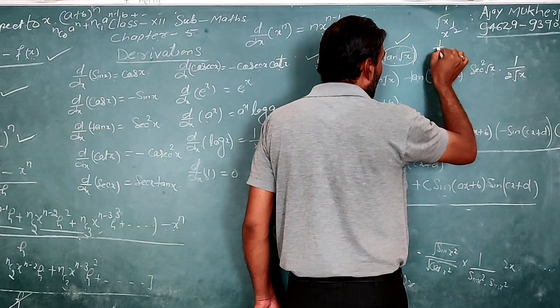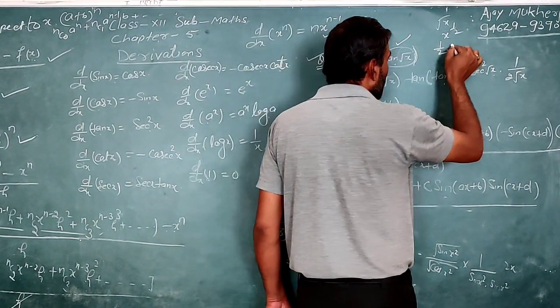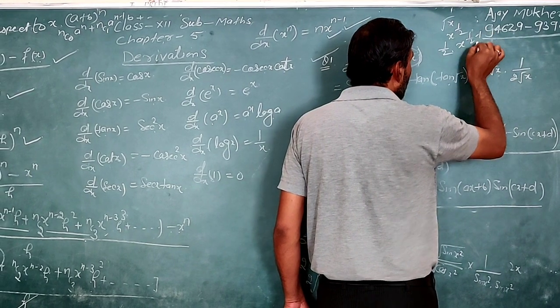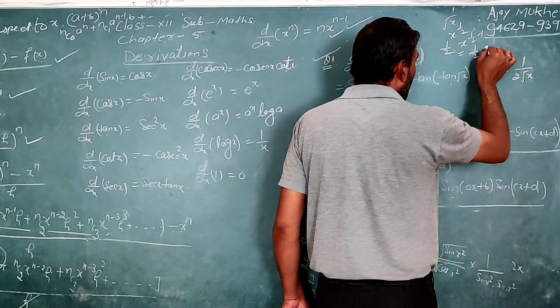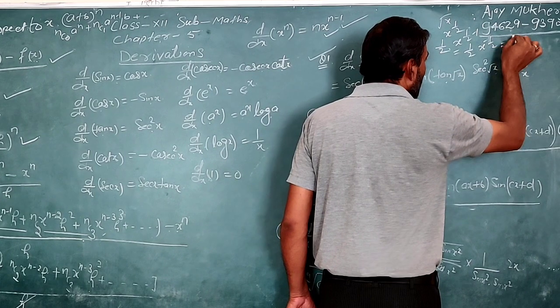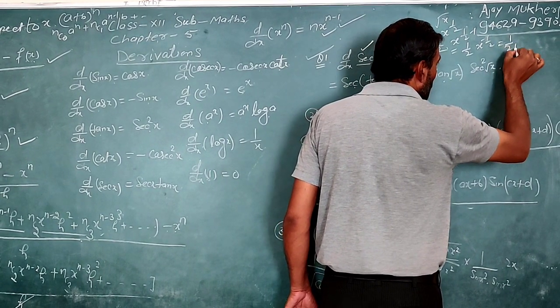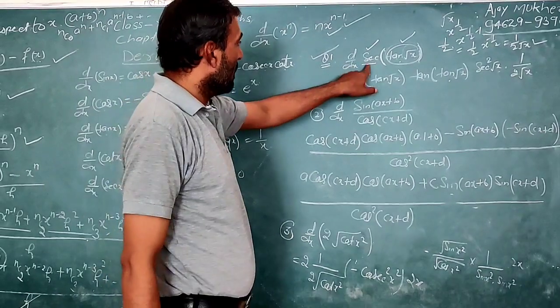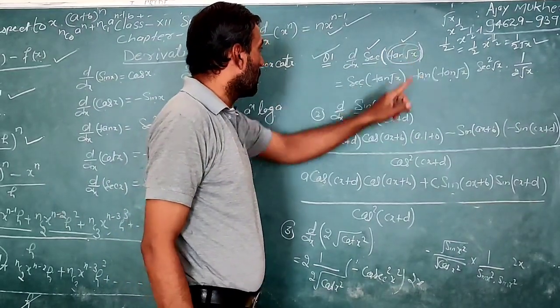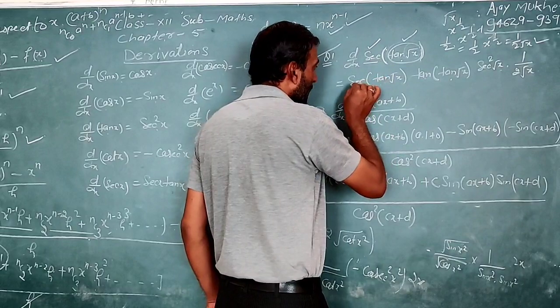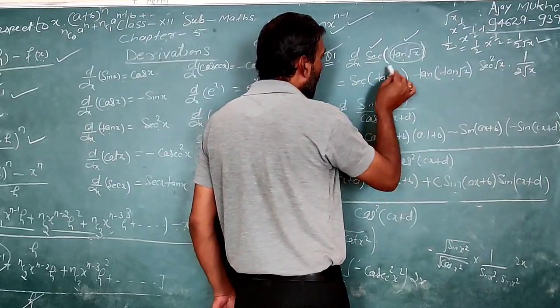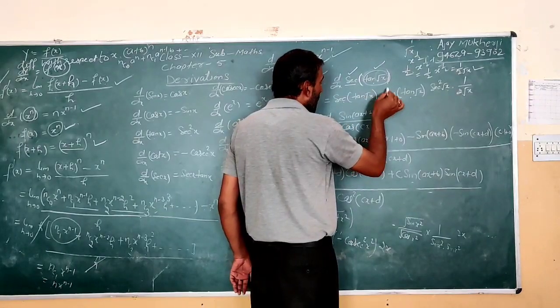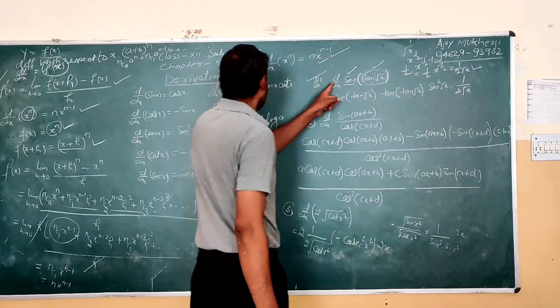First you take the half as n, then x raised to n minus 1, half minus 1. So we get half x raised to minus half, which is 1 upon 2 root x. So again I am telling you, d upon dx of sec inside the bracket tan root x: the derivative of sec x is sec x tan x, sec means this, then tan x means this. This is the answer we get from here.